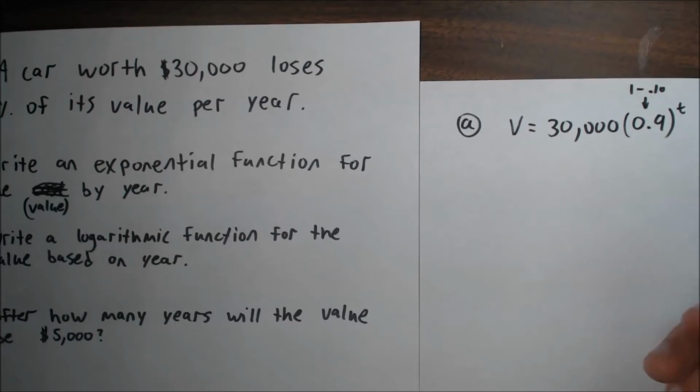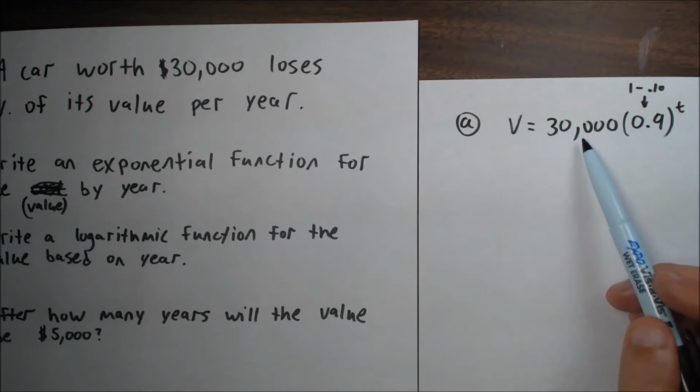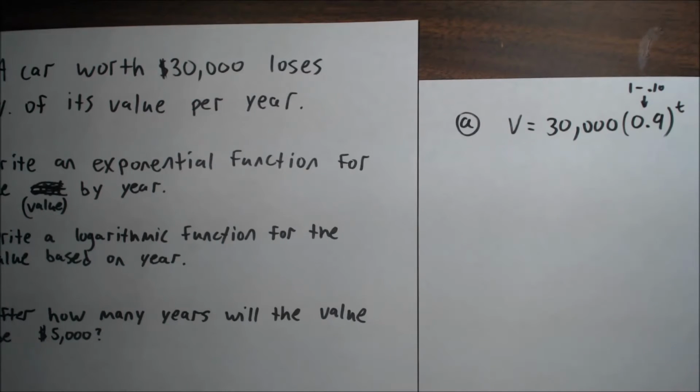Okay, and that's really all he asked us to do. Now you could answer a lot of questions, and we did back in the exponential part of the unit. We did actually answer a lot of questions like this, and then you could plug in different values for t and get different values. So I could plug in 1 year and it would be worth 90% of 30,000. I could plug in 2 years, it would go down more. 3 years, it would go down more.